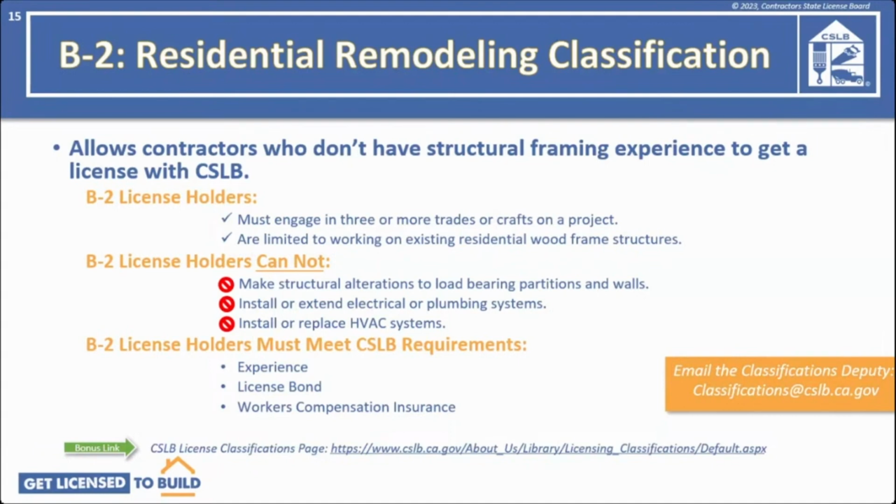Like all other CSLB licenses, B2 applicants or licensees must comply with the CSLB experience, examination, license bond, and workers' compensation insurance requirements. If you have more questions about the B2 license, email the classifications deputy at classifications@cslb.ca.gov.